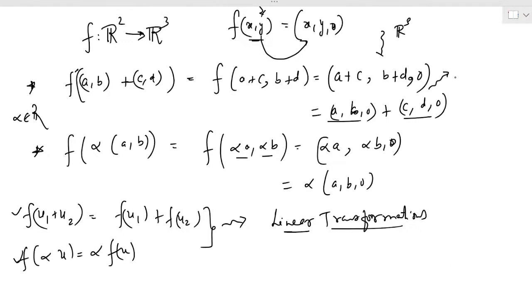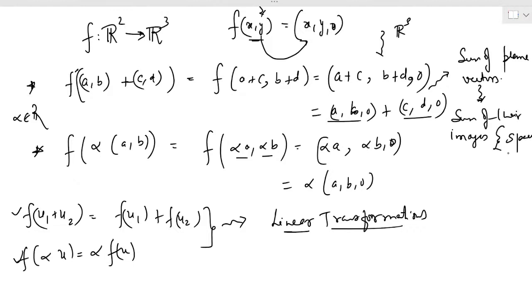Because of this transformation, what has happened here? I took the sum of two plane vectors. Where did it get mapped to? It got mapped to the sum of their images. And what are their images? Their images are nothing but the space vectors. Is that clear? Or is that not clear at all? Okay, so this is the kind of transformation I'm saying.